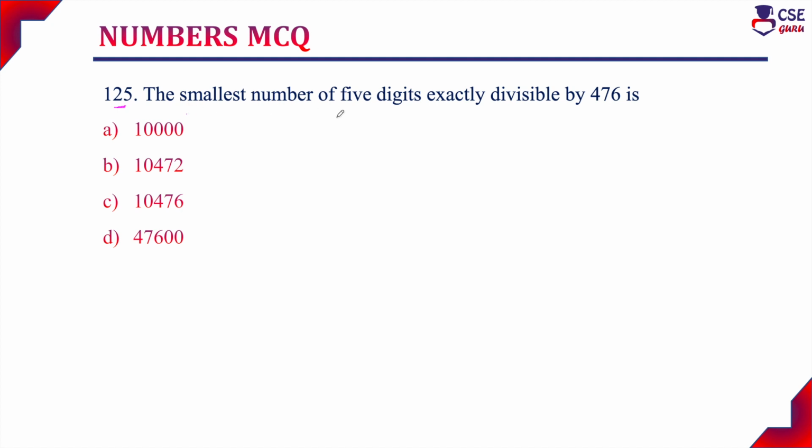The smallest number of 5 digits. Similar to the previous problem. Previously, we discussed the largest 5 digit number. Here they have given the smallest 5 digit number. The smallest number of 5 digits exactly divisible by 476. So, the smallest 5 digit number is, first digit should be 1, remaining 4 digits should be zeros. Okay, so this is the smallest 5 digit number. And divide this smallest 5 digit number by this divisible value, that is 476.